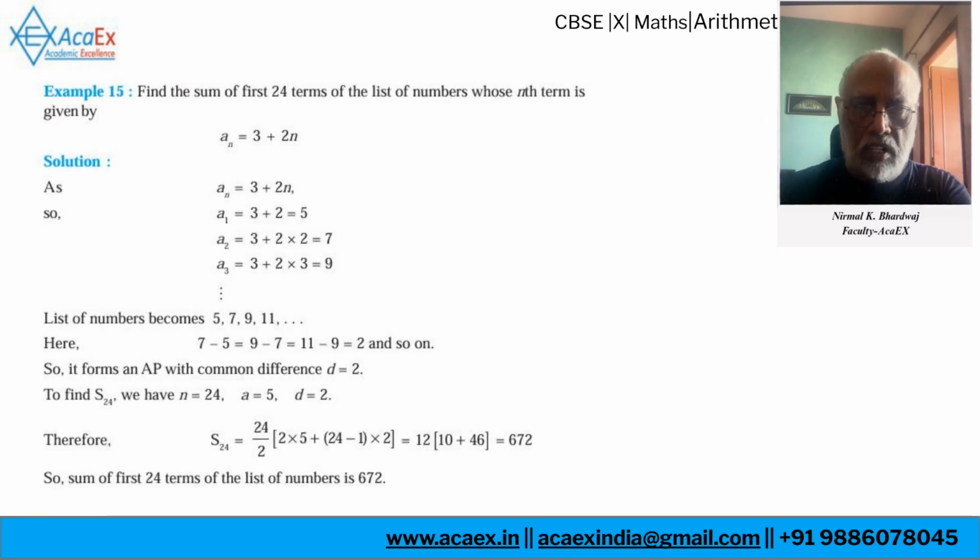Example 15. Sum from the nth term. Find the sum of the first 24 terms of a list of numbers where the nth term is given by a subscript n equals 3 plus 2n. First, we find the first few terms. a1 equals 5, a2 equals 7, a3 equals 9. This forms an arithmetic progression with a equals 5 and d equals 2. We then use the sum formula to find the sum of the first 24 terms, which is 672.